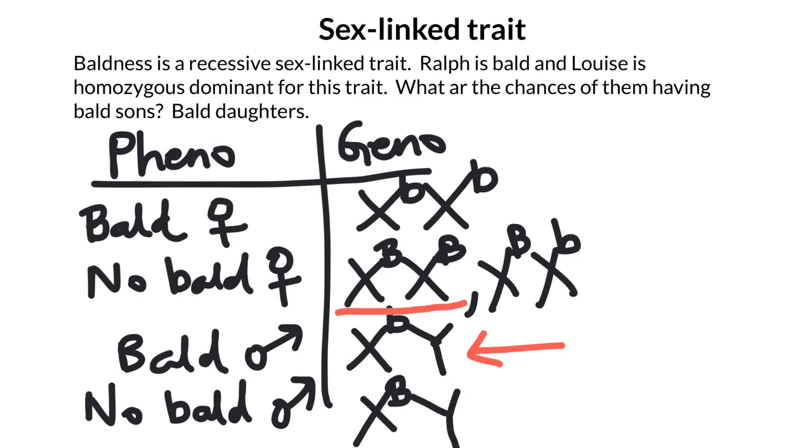Now let's go ahead and cross them. I'm gonna flip to another page just to give me more room. But remember this question. It says, what are the chances of them having bald sons and bald daughters? Okay, so remember that. Remember their genotypes, and then let's go ahead and flip the sheet is what I meant to say. So let's go ahead and write down the cross right here.